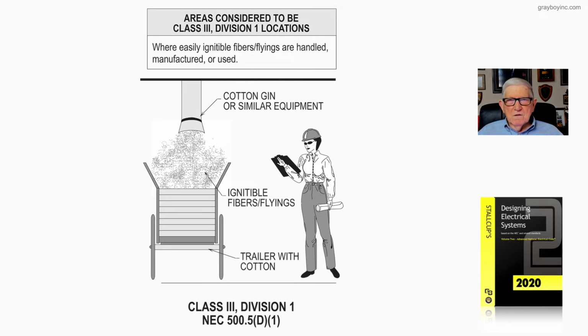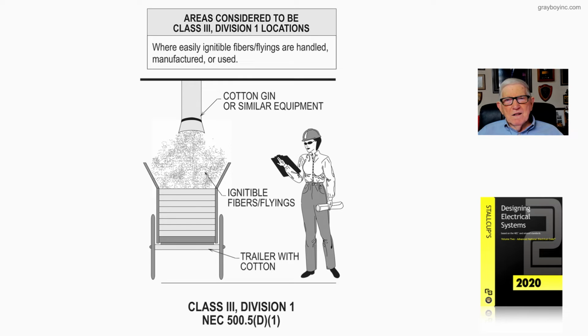Now let's take a look at this figure 21-10A. And of course we're determining if an area could be considered a Class 3 Division 1 location in accordance with NEC 500.5(D)(1).